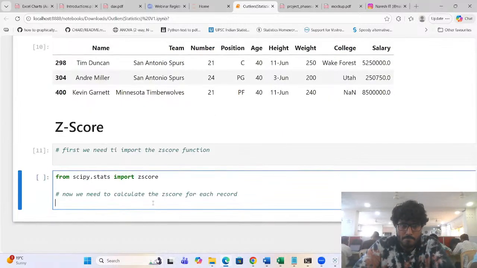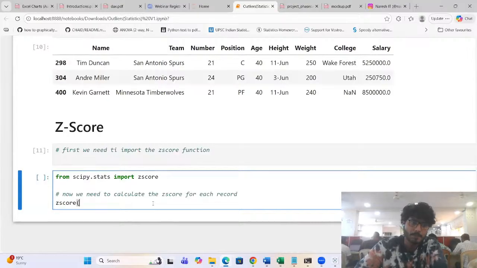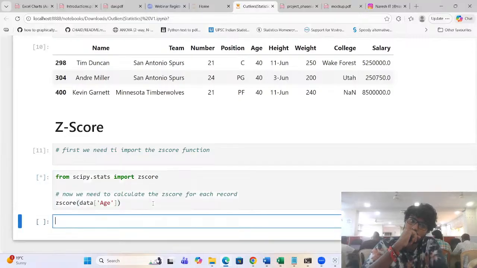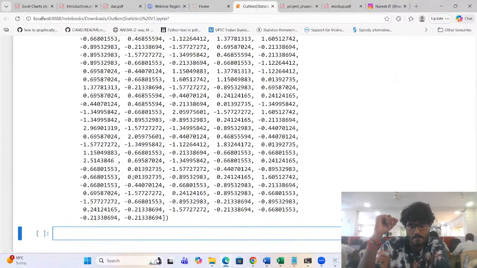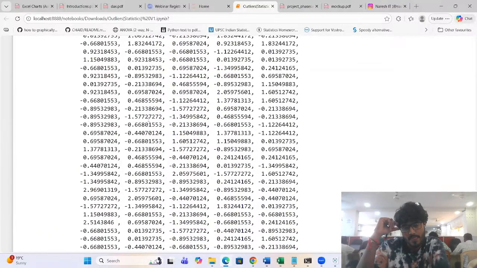See here also, for each and every row, I want to calculate the z-score. For the z-score function, I want to give an input. What is the input? In the data, I have a column called age. So take this as an input and calculate the output. When I do this, see, it is giving me a direct list of values. Yes or no? It is giving me a list of values.